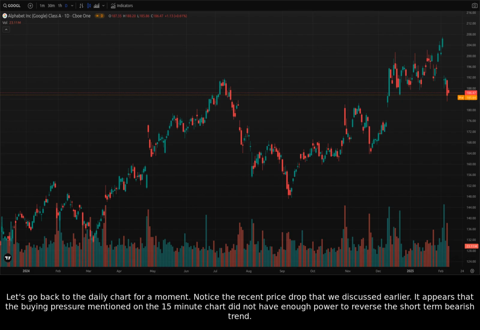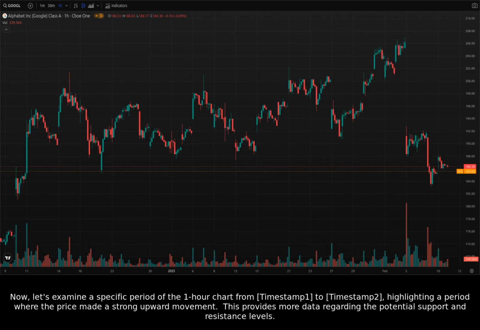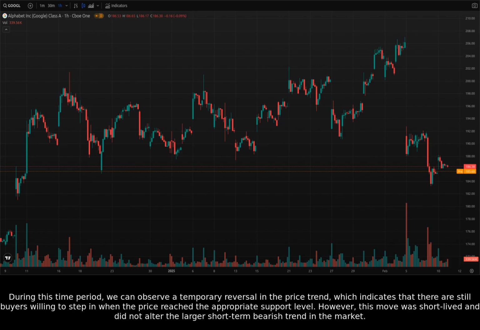Now, let's examine a specific period of the 1-hour chart from timestamp 1 to timestamp 2, highlighting a period where the price made a strong upward movement. This provides more data regarding the potential support and resistance levels. During this time period, we can observe a temporary reversal in the price trend, which indicates that there are still buyers willing to step in when the price reached the appropriate support level. However, this move was short-lived and did not alter the larger short-term bearish trend in the market.